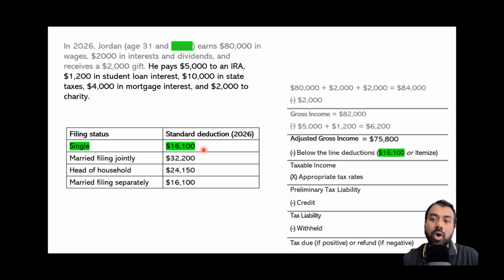So Jordan has the option to take $16,100, or Jordan can itemize deductions and compare the total itemized deductions against this 16,100. So if the total itemized deductions are greater than 16,100, then Jordan is going to take the itemized deductions. On the contrary, if these total itemized deductions are lower than 16,100, then Jordan is going to go with the standard deduction amount. So whichever is greater, standard or itemized, Jordan is going to go with the greater one. So that means we need to now figure out the itemized deductions.